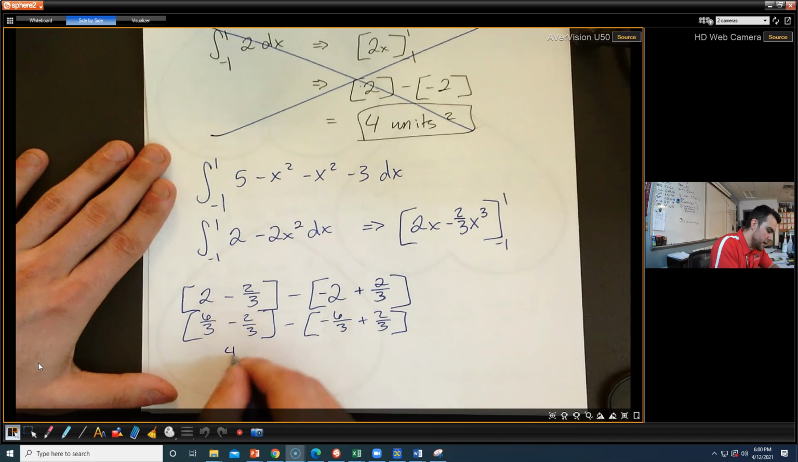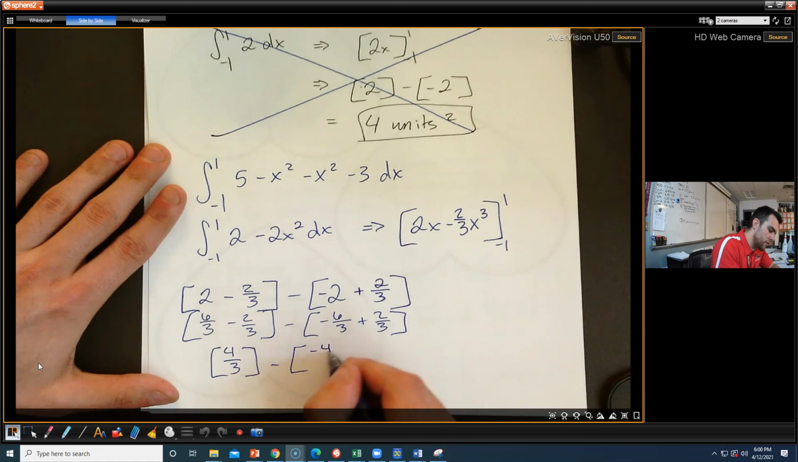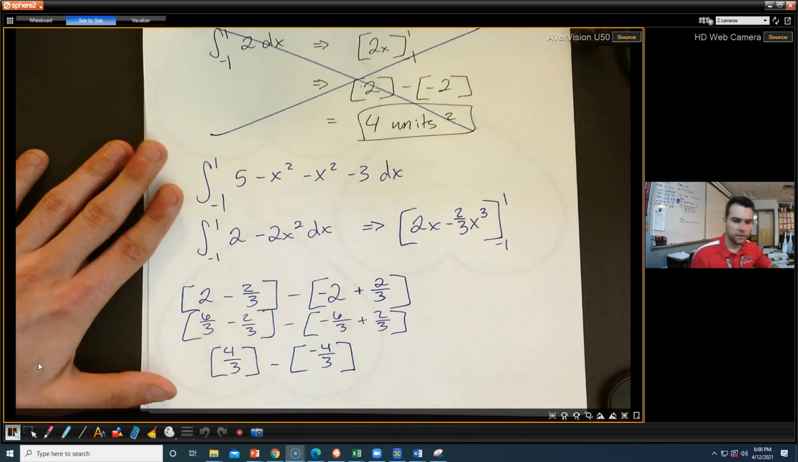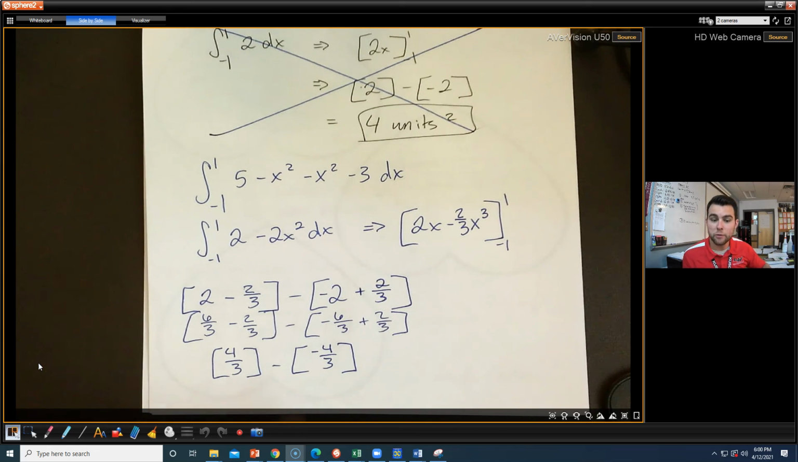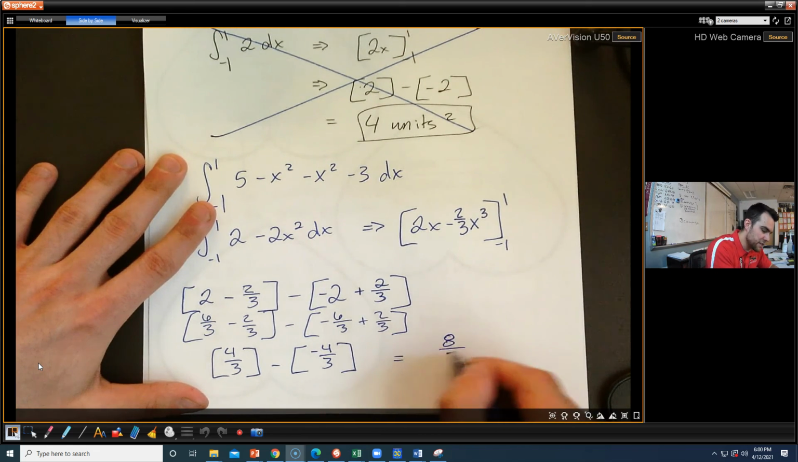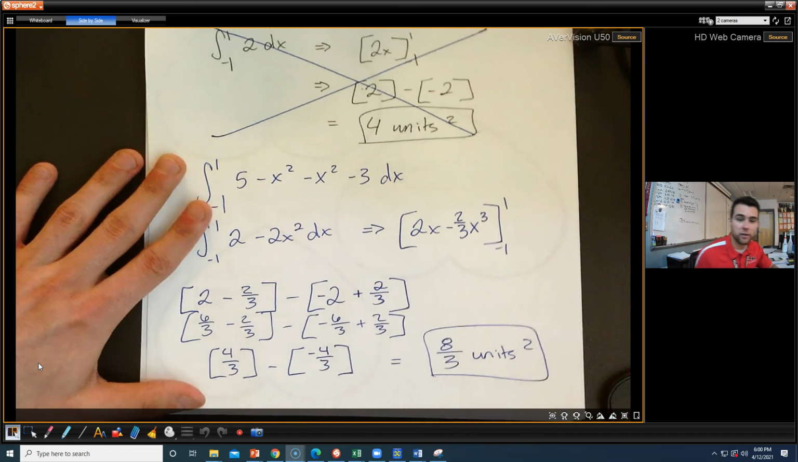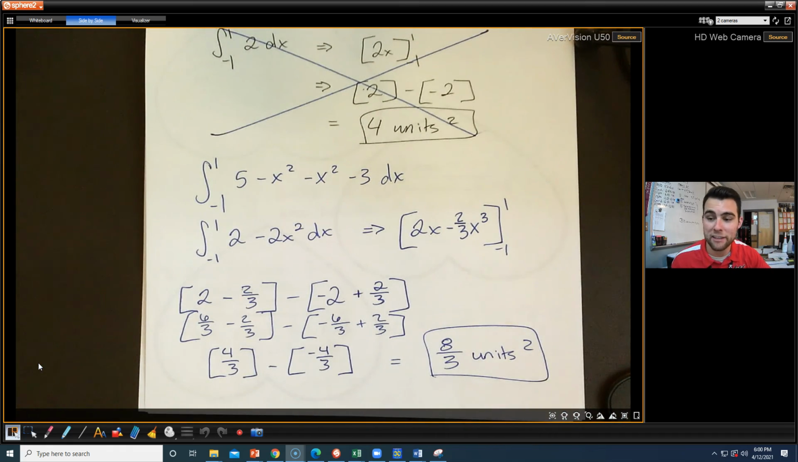All right. Cleaning this guy up, we get 4/3 minus -4/3 right there. And since we have a minus minus, we end up adding those guys together. So my answer is positive 8/3 units squared, which is a grosser answer than 4, but it's more correct than 4. So I hope you enjoyed my little slip up.